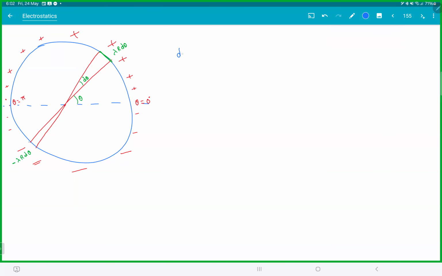So I'll directly write it down. The dipole moment dp bar is lambda r d theta into 2r. The vector form is cos theta i cap plus sine theta j cap. But lambda itself is lambda naught sine theta. You will get cos square theta d theta i cap, sine theta cos theta j cap.